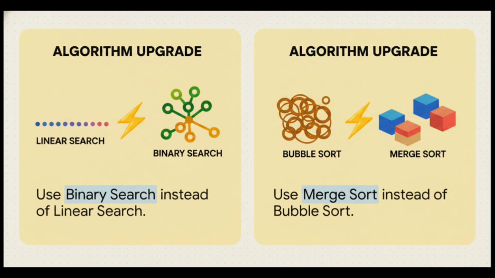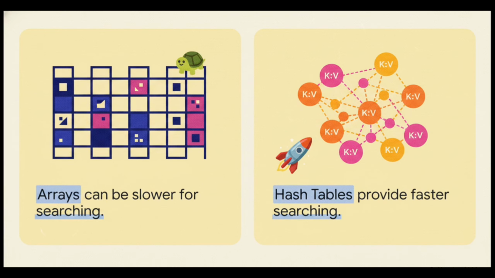Tip number 2, upgrade to efficient algorithms. Here are some concrete algorithm swaps you should memorize right now. For searching, ditch the slow linear search and use a binary search whenever your data is sorted. It cuts the search space in half every single time. And for sorting large data sets, replace the inefficient bubble sort with much faster algorithms like merge sort or quick sort.